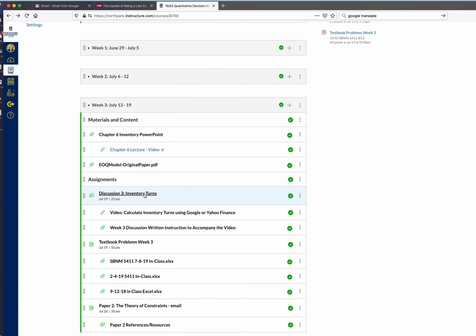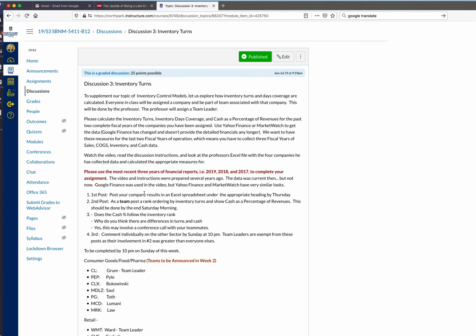So we got that. We have our discussion on inventory turns. One thing I'd like people to do is to go through and be able to access either Yahoo Finance, Google Finance, which has changed a little bit though, or MarketWatch, and be able to glean information off the P&L and the balance sheet, and be able to create metrics or ratios that you can look at. So we're going to look at inventory turns and days coverage.